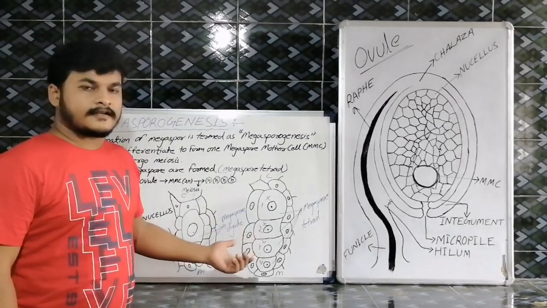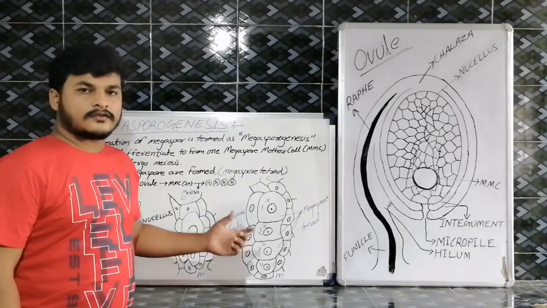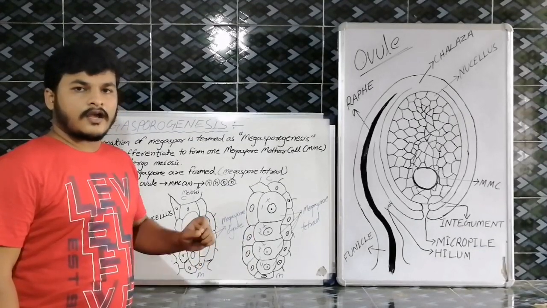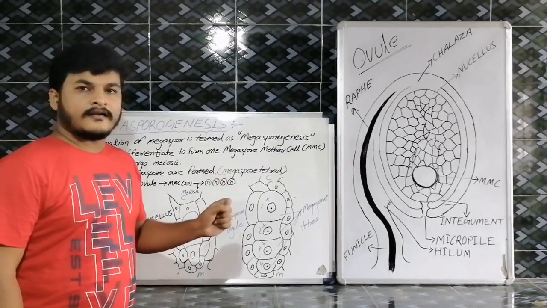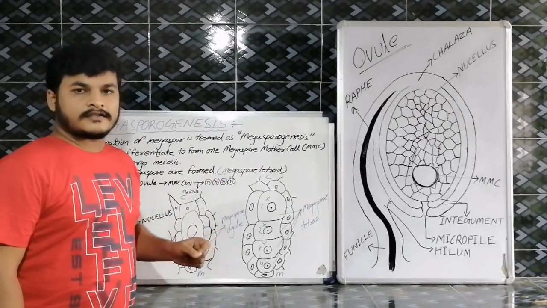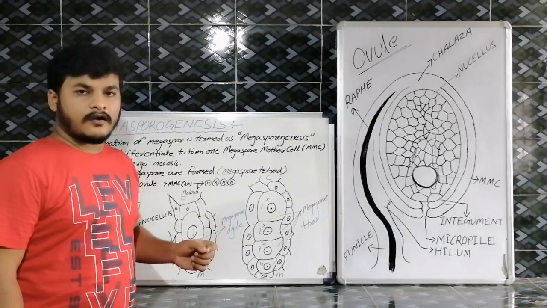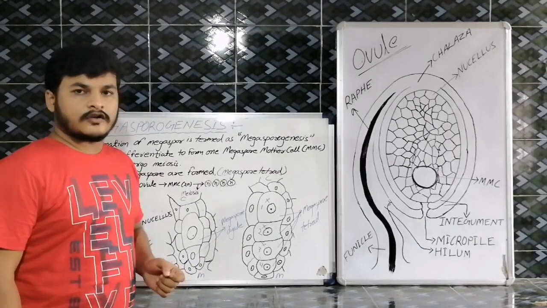In our next class, we are going to study the structure of the embryo sac, and the most interesting part about the embryo sac: why it is known as an 8-nucleated, 7-celled structure and how it is formed. In our next class, we are going to study that.